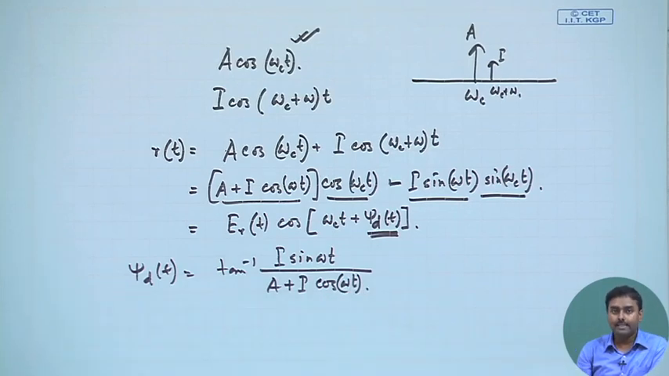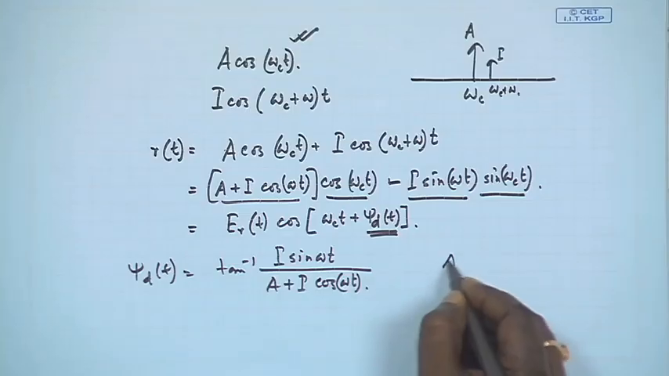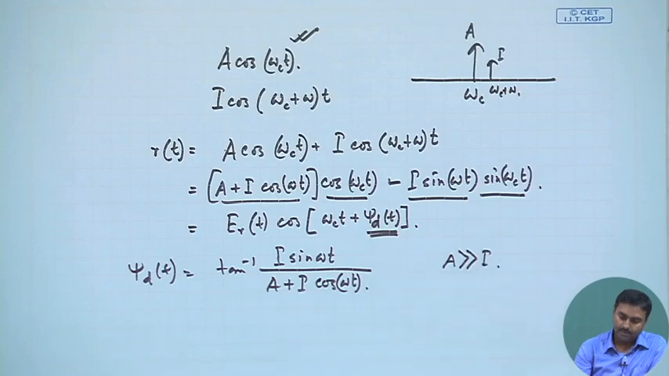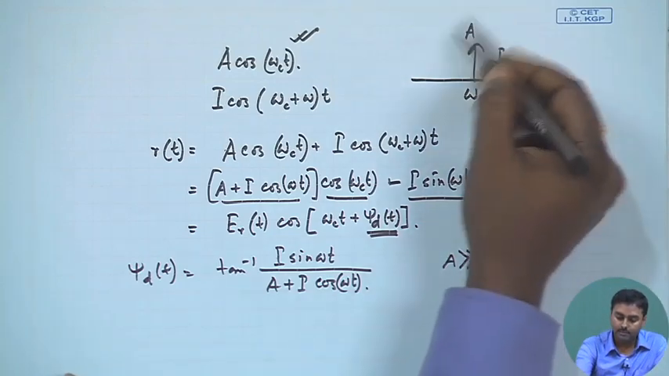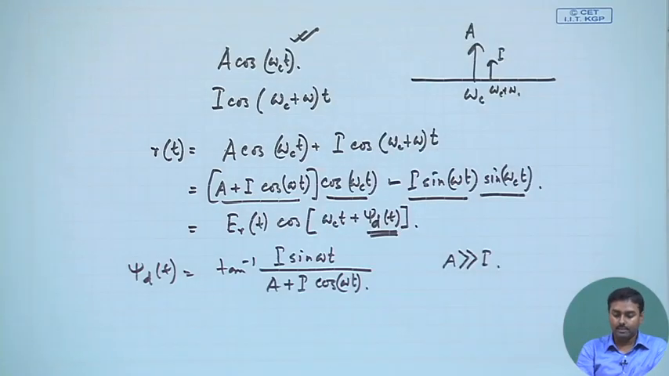Now, if it is an interferer within the band, we expect that the interference will probably be smaller in strength, because if the interference is of almost similar strength to the signal itself, probably nobody can do anything about it; it will still be present. So, we will assume that because it is interference, A must be much greater than I. Okay, so this is an interference.